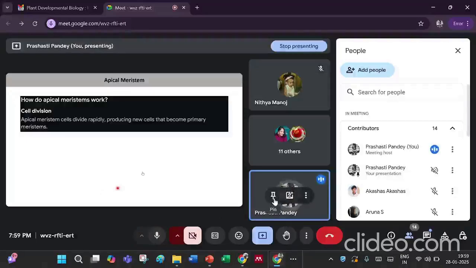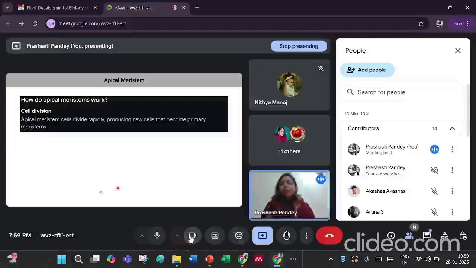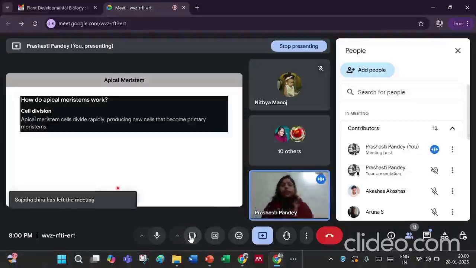Okay. So yeah, let's just start. Yeah, so we're talking about apical meristems. As I was telling, what meristems do is, the meristematic cells are the only cells which have the ability to divide. So these cells will be able to produce new cells around them.